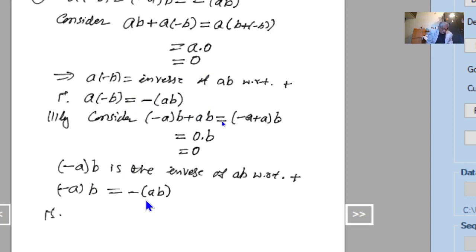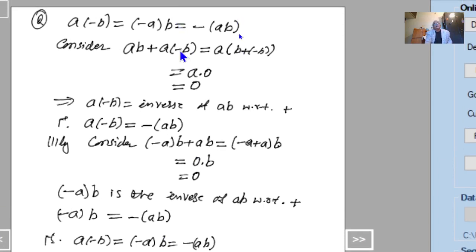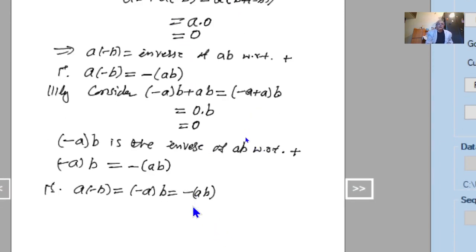So what I proved here is A into minus B equal to minus A into B is equal to minus of AB. So this is the second result. And the third result is minus A into minus B equal to AB. From the second result, the minus sign is on the second element. If the negative sign is on the second element, then we can take this negative sign outside and write AB.